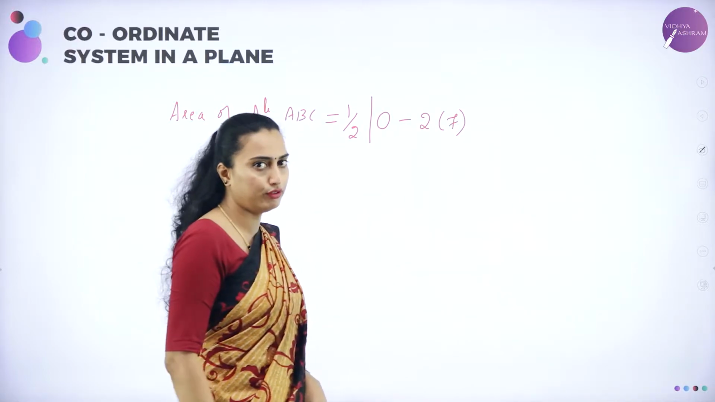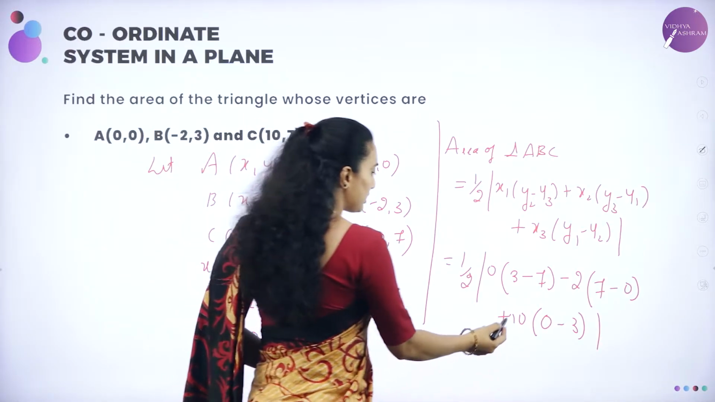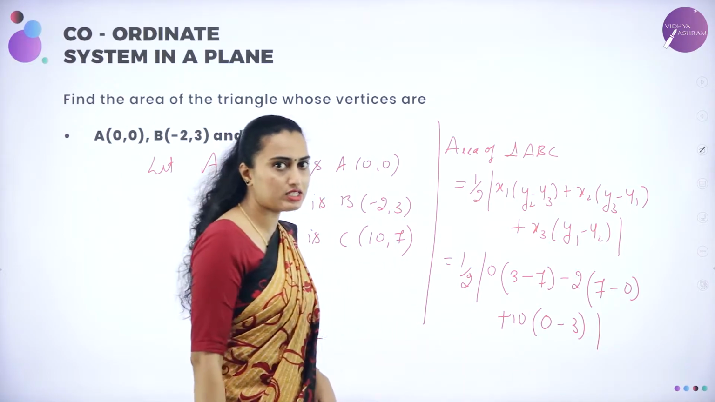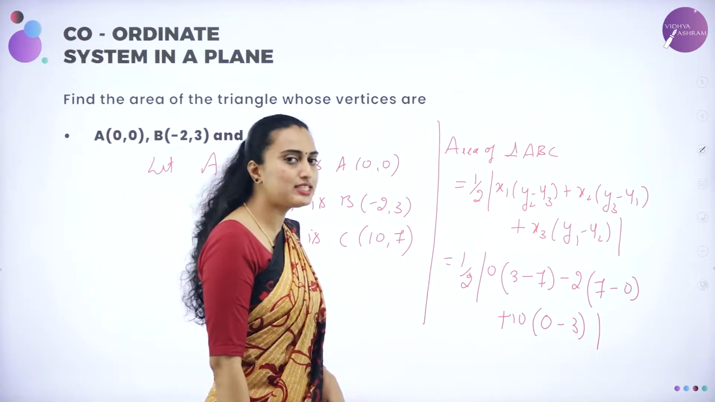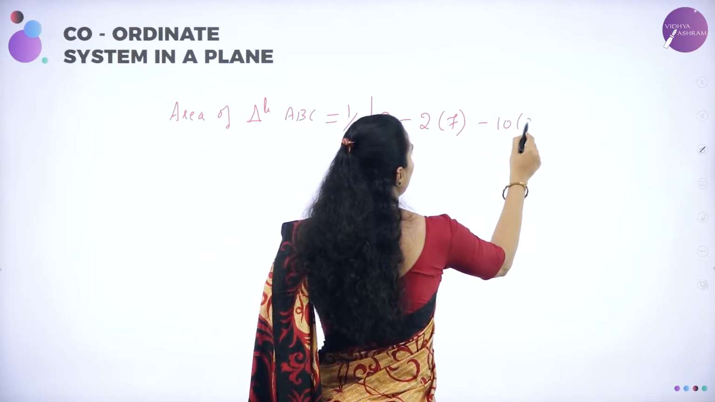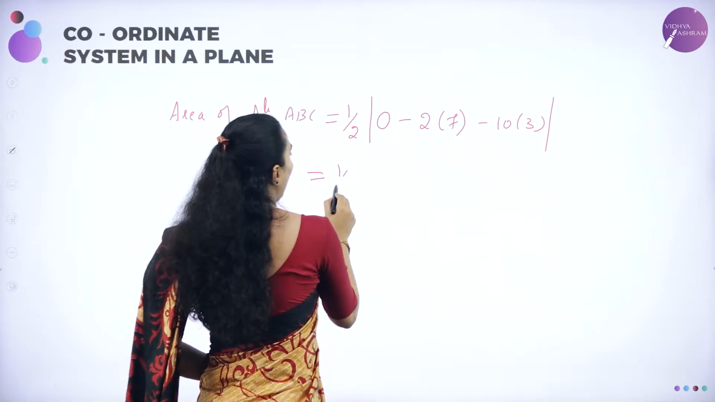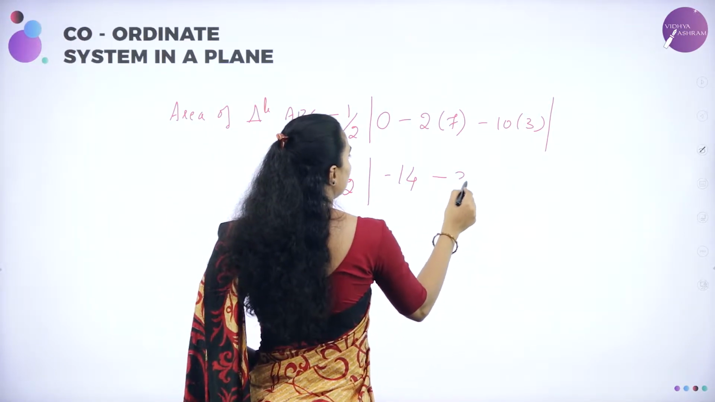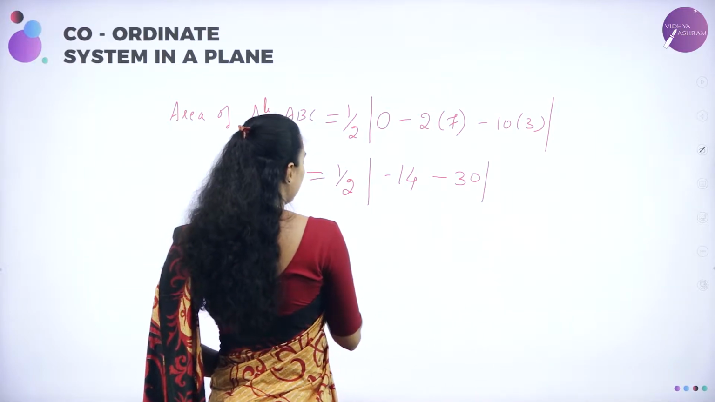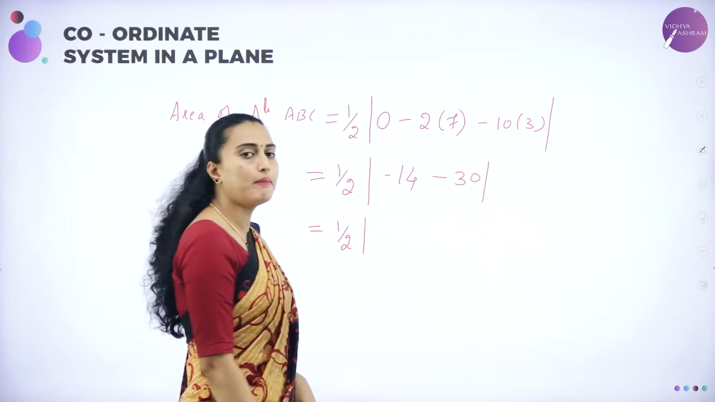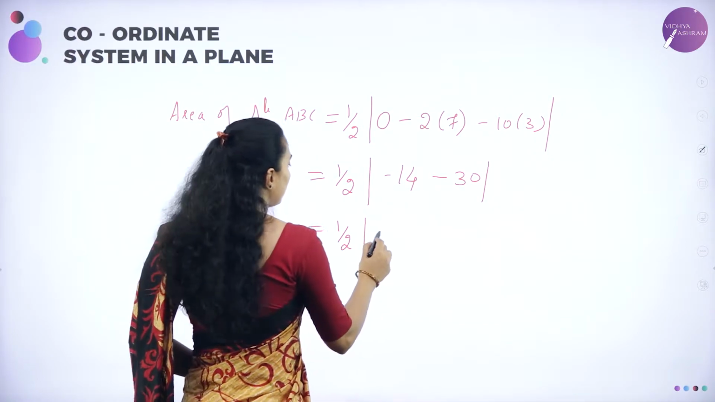Afterwards, let us simplify further. Next you are going to have 10 into minus 3. What is minus into plus? Which is minus. 10 into minus 3 will be minus 30. So you are going to have minus 10 into 3, which will be equal to half into modulus of minus 14 minus 30. Now what is minus 14 minus 30?